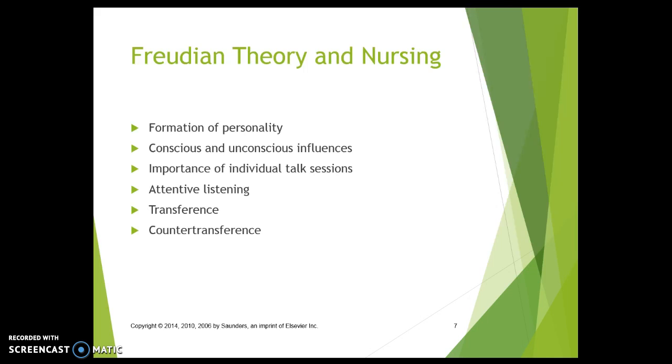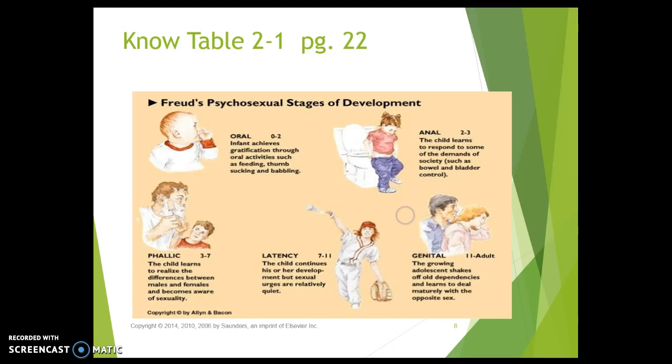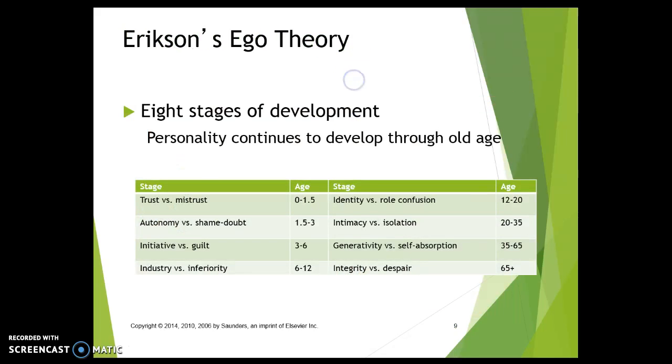So this next one is just talking about different things with our personality. Under here you have your transference, countertransference. I'm not going to ask about that kind of stuff, but it's there for your knowledge. He also does these stages of development. You want to know Table 2.1 on page 22. Make sure you go over that. He has the oral, the anal, the phallic, the latency, and the genital stages of development. So make sure you read through those and be aware of about where each one of those are happening.